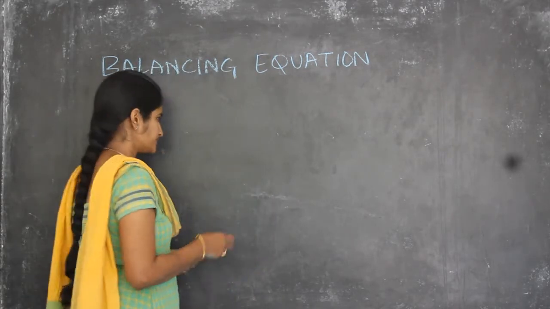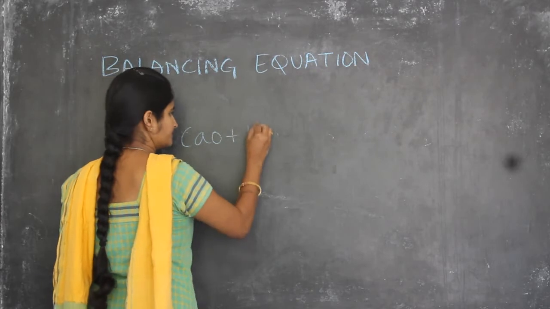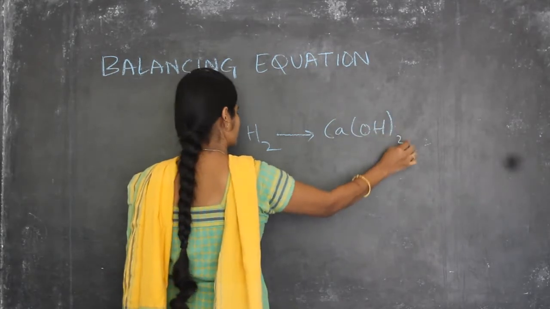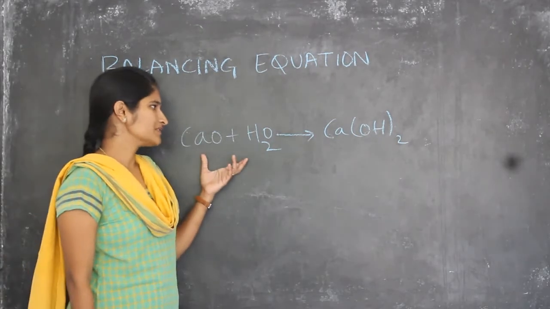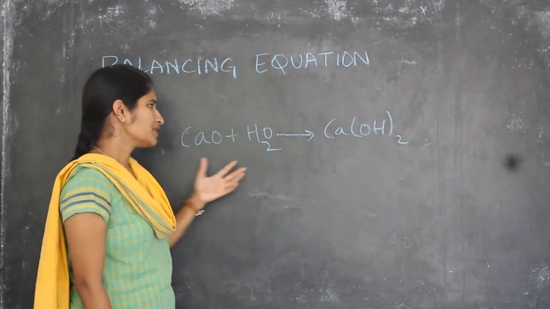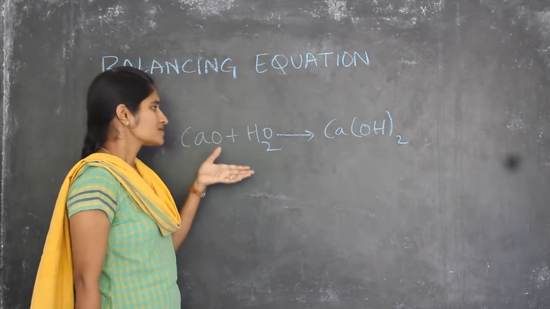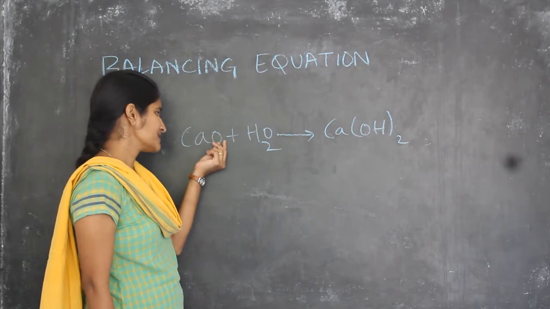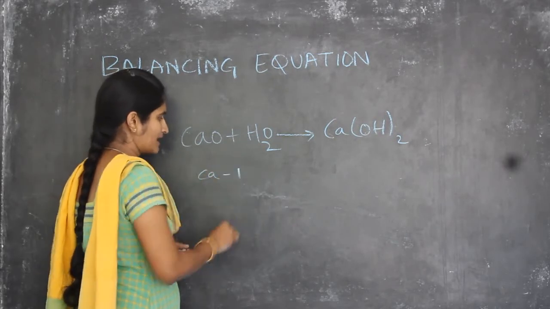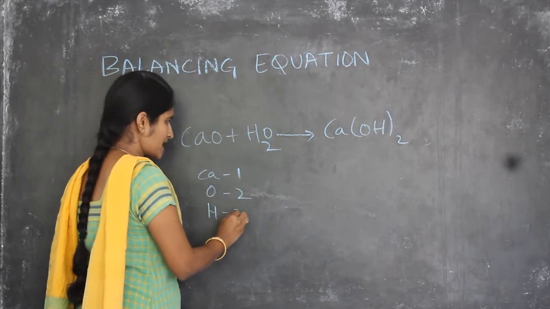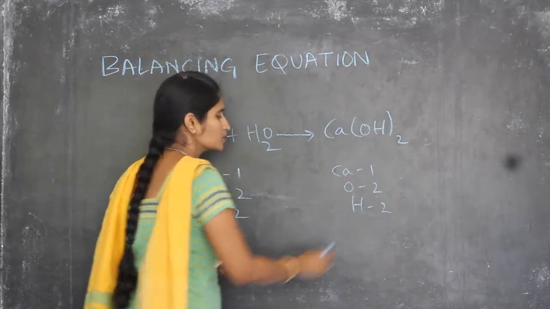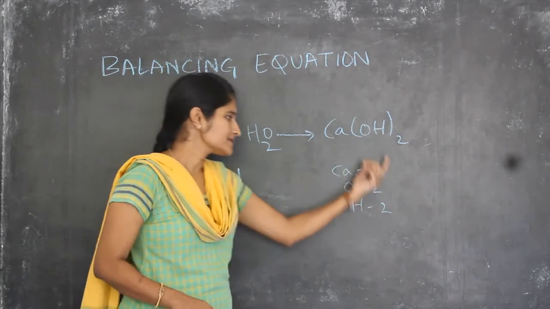First, we will see an example. Calcium oxide is reacting with water and forming calcium hydroxide. Here the number of atoms is different, as we have seen. Looking at the unbalanced equation, on the reactant side calcium is 1, oxygen is 1, hydrogen is 2 and oxygen is 1. On the product side, you have calcium atom 1, oxygen atoms 2, hydrogen atoms 2. So in total, this side we have 5 and this side also we have 5.